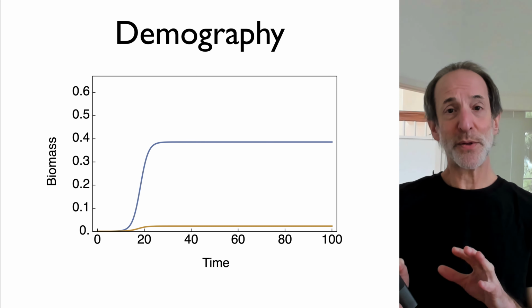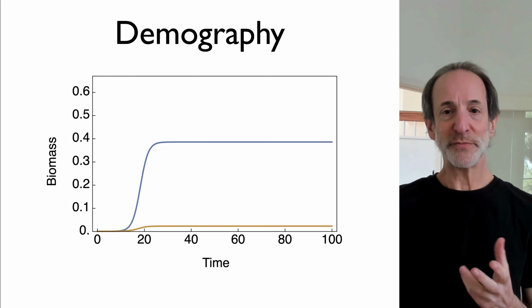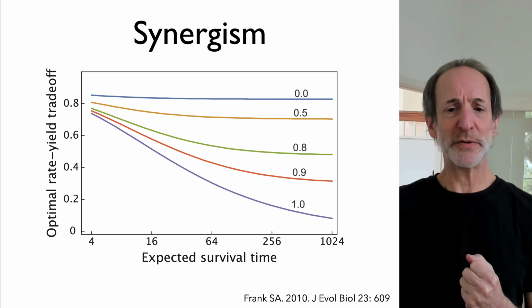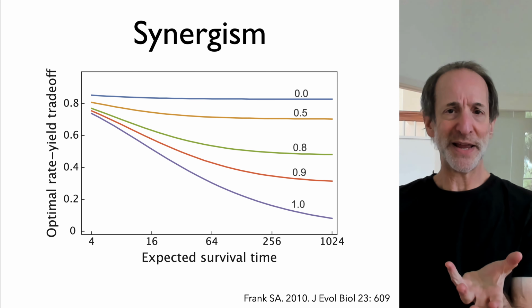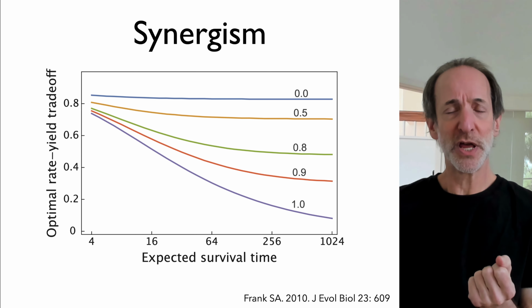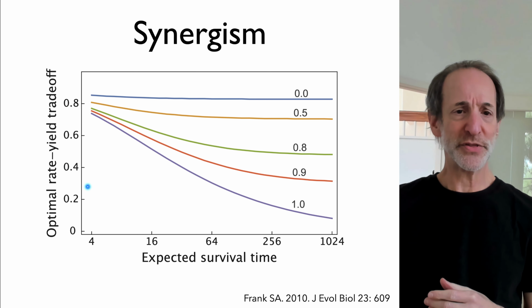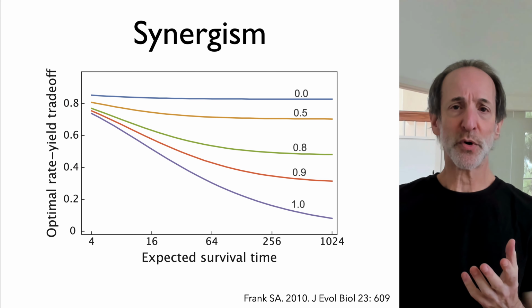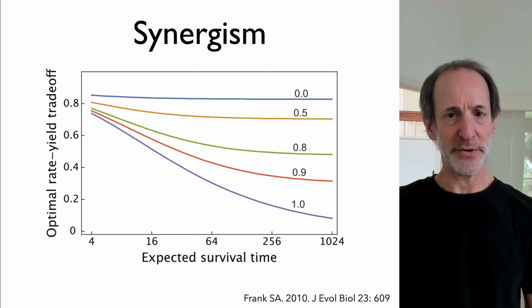So we can put together the demography and genetic structure arguments, and I did some calculations several years ago to see what sort of synergism there would be between demography and genetic structure. This shows by theoretical calculation the optimal trade-off between rate and yield, where the higher this number, the higher the growth rate and the lower the yield. That would be a more competitive strategy: genotypes growing fast to outcompete their neighbors.